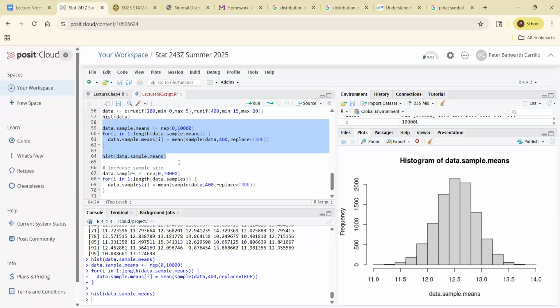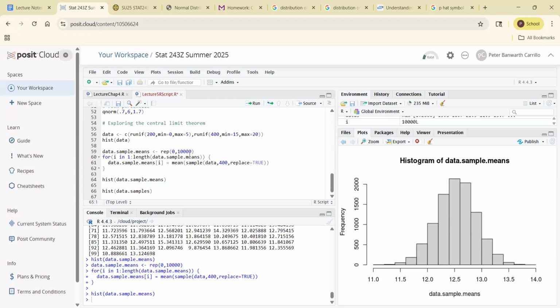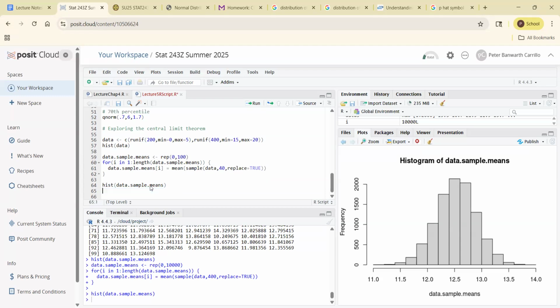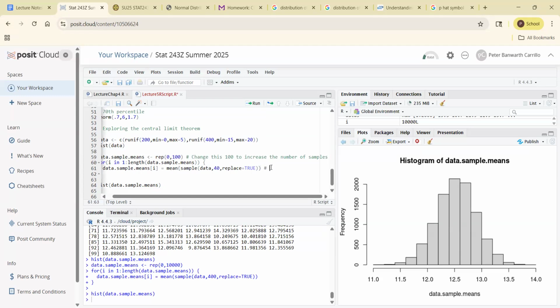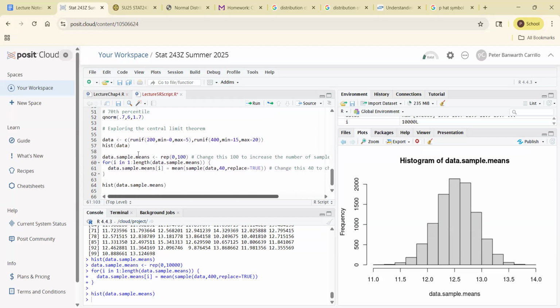And I get something that looks very, very normally distributed. So I'll copy this code in so you can play around with changing the number of samples if you want, or the size of each sample.